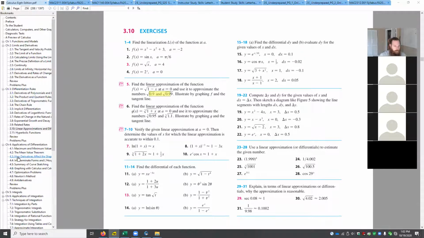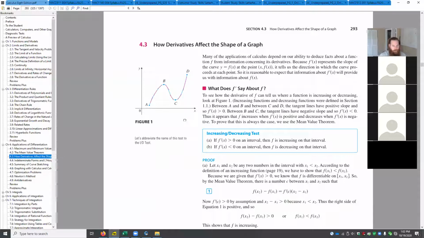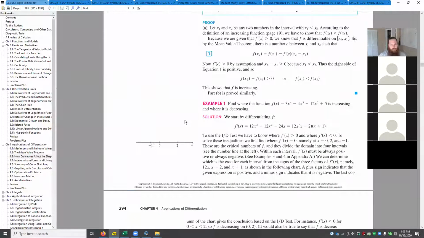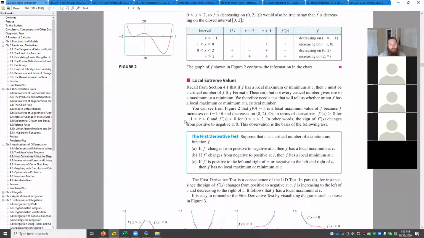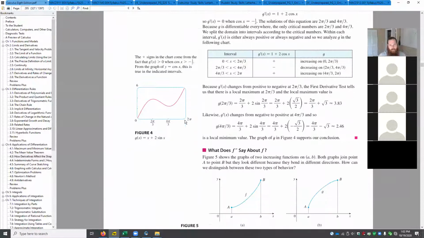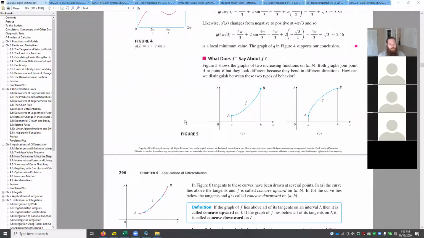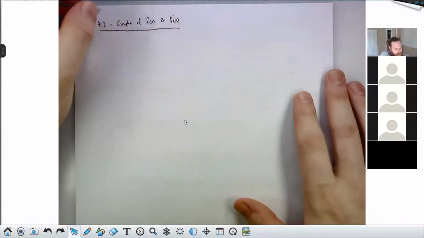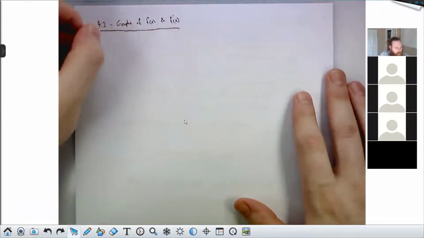Mean value theorem, derivatives affect the shape of the graph. Yeah. Right. Okay. Yep, and we're going to pick this up on Monday. I actually have, sorry, not Monday, on Wednesday. I have a little bit of this information in there, but here's the main thing.